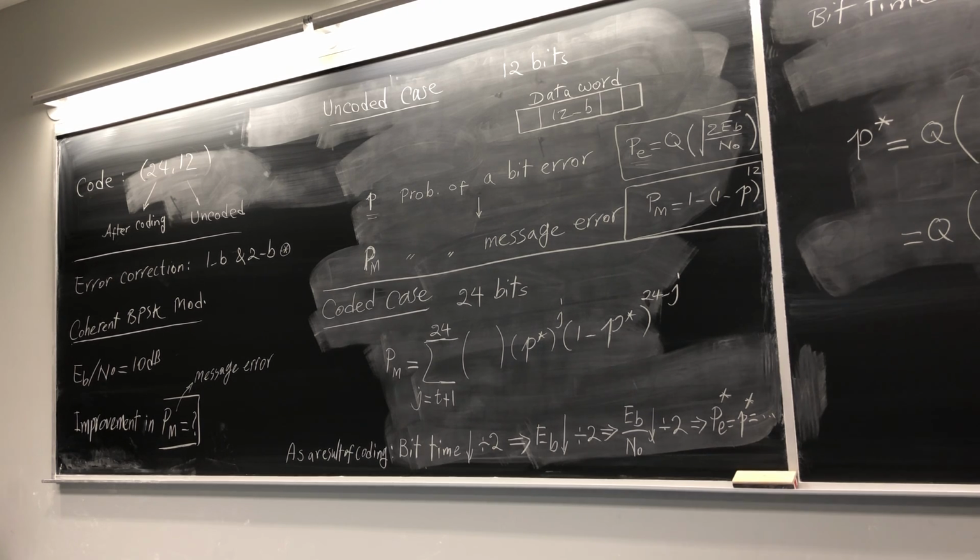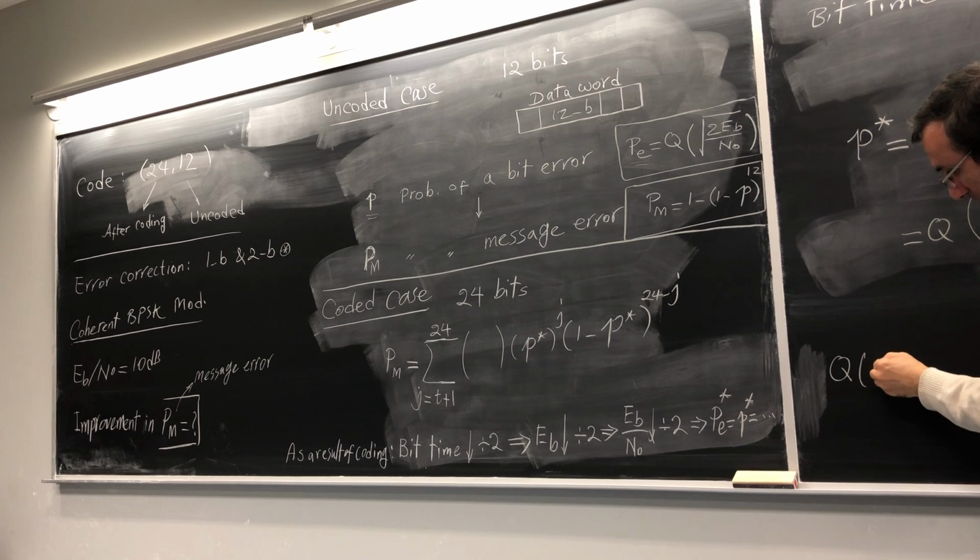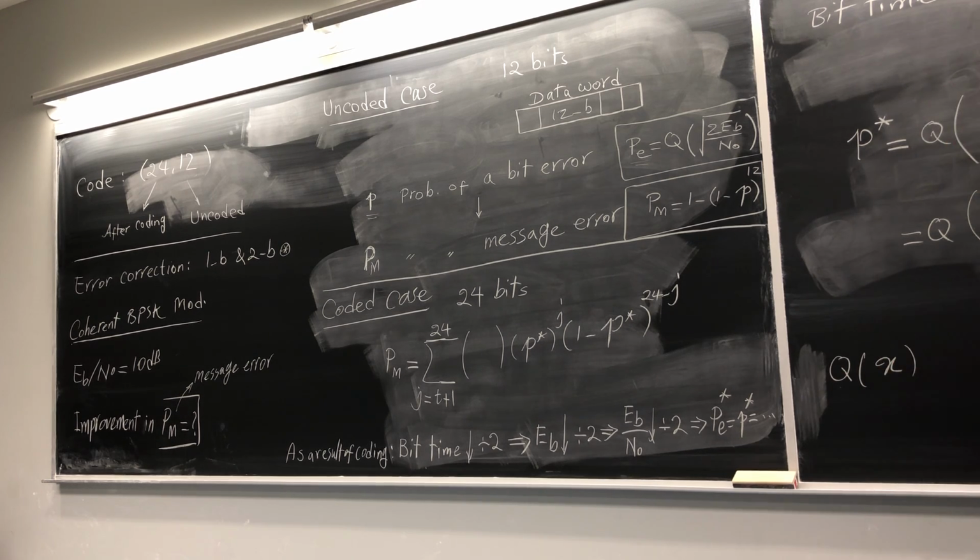And another question: when you're solving the Q equation, do we use the table or the Q equation we have? Well, it depends. As I said, take a look at the argument of this Q function. If it is below 3.5, use the table. If it is above that, then use the approximation.